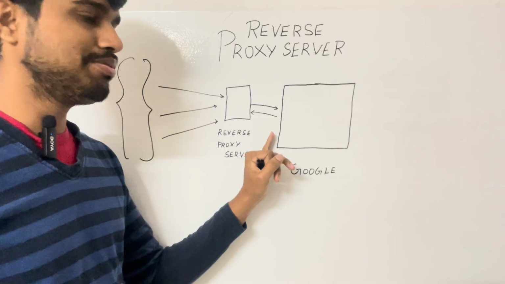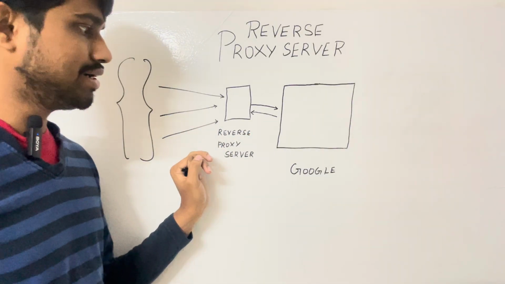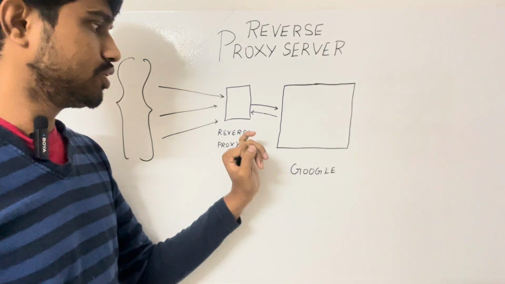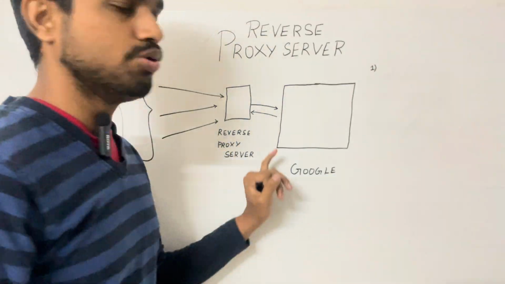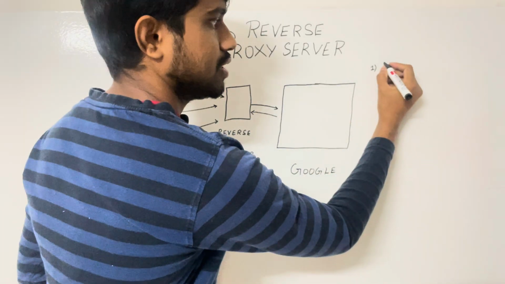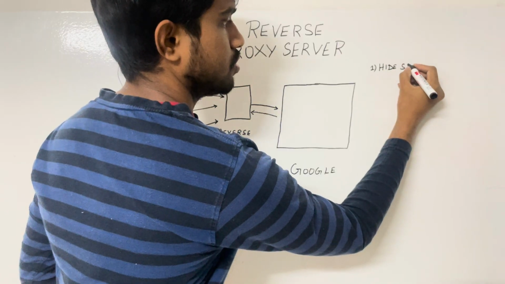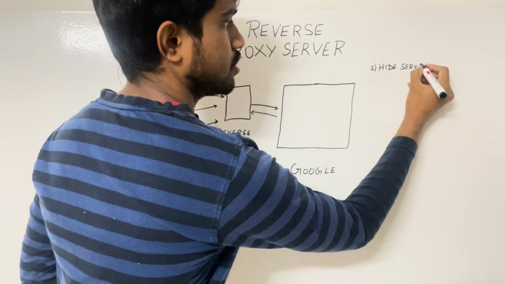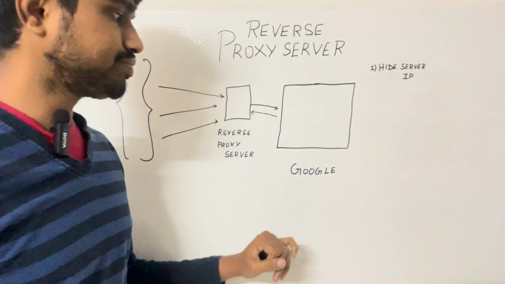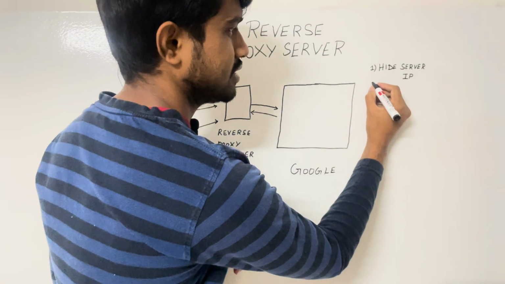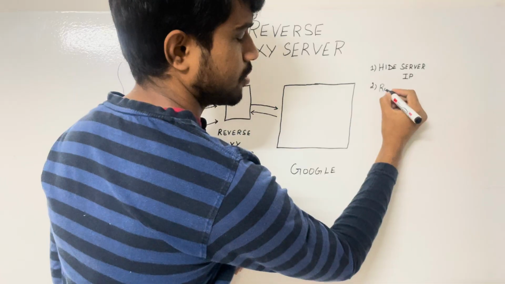So this is pretty much the same thing, but instead of hiding the client, here you are hiding the Google server. So what is the first thing? You will not know the server's IP. Hide or protect server IP. The second one is routing requests.